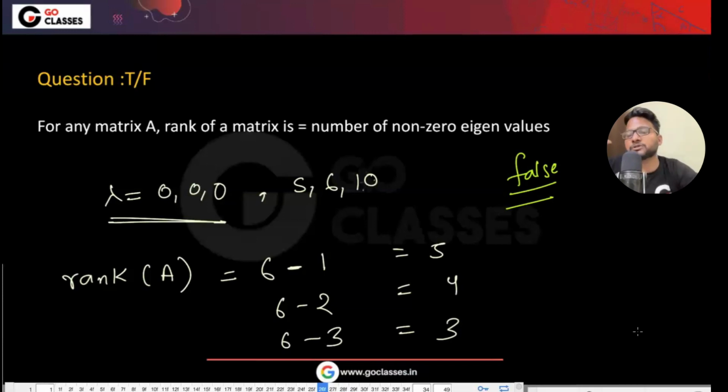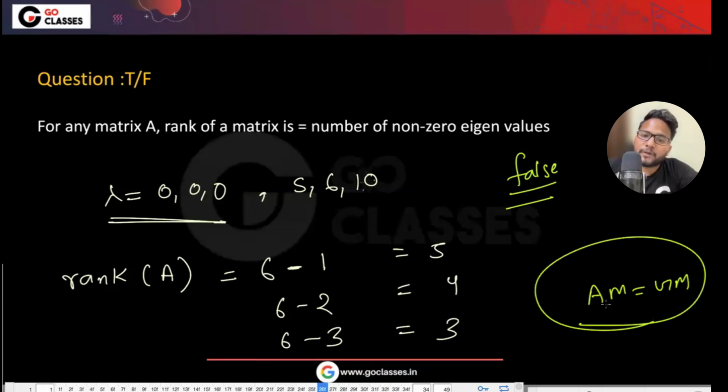Can we guarantee for some matrices? What kind of matrices can we guarantee that AM equals GM? What kind of matrices have this property that AM and GM are same? Yes, symmetric matrices, right? So basically, for the symmetric matrices, the number of linearly independent eigenvectors is exactly n. And if it is repeating 3 times, you will have 3 linearly independent eigenvectors. So AM and GM are same for symmetric matrices, but not for a general matrix.